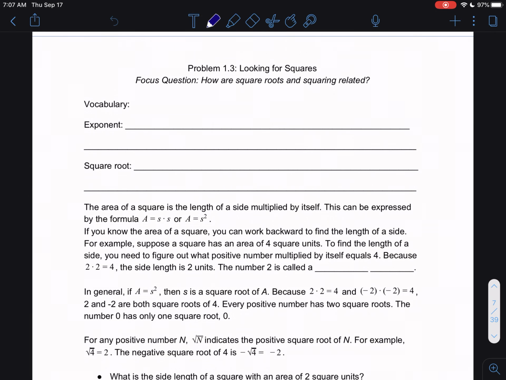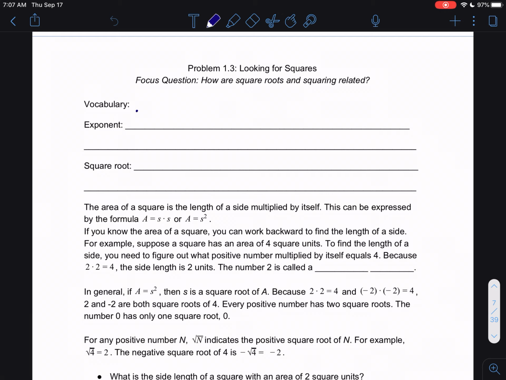So today we are talking about problem 1.3, looking for squares. And our focus question today is, how are square roots and squaring related? So first off, we're going to do a couple of definitions, and the first is the word exponent.